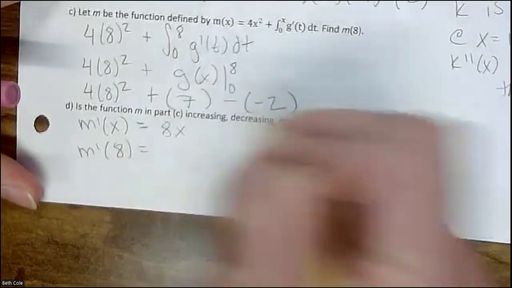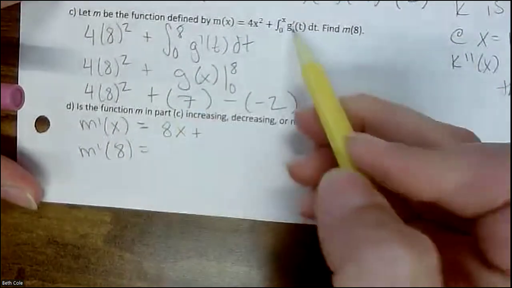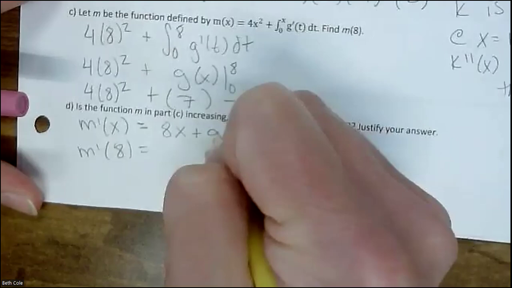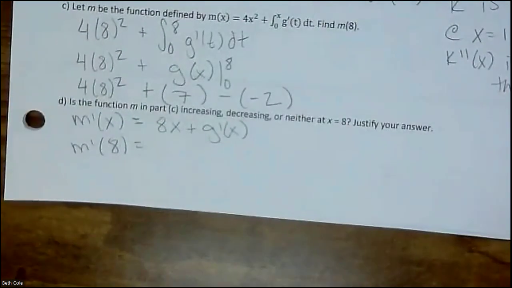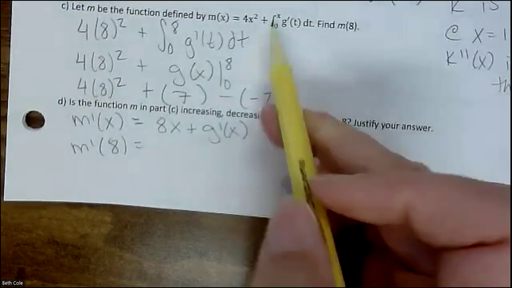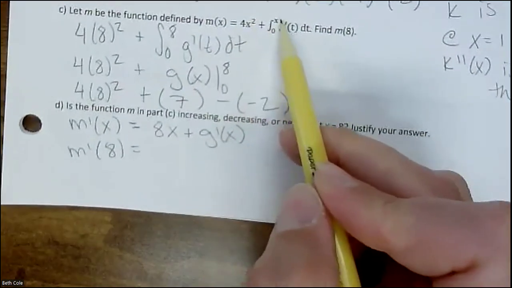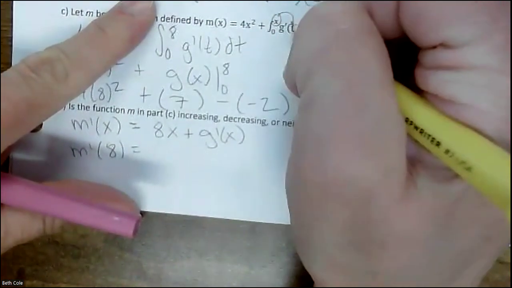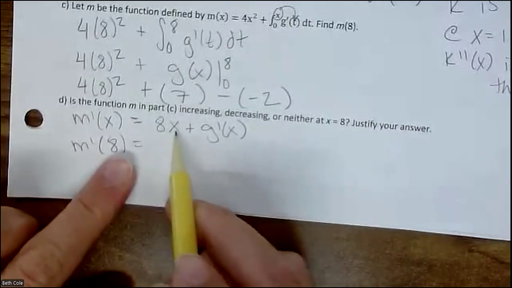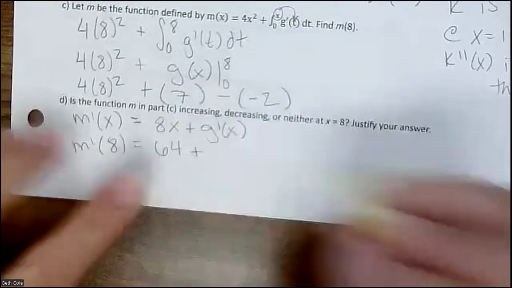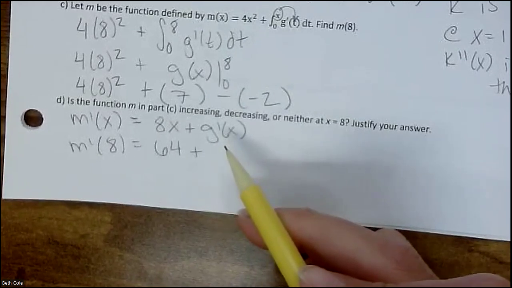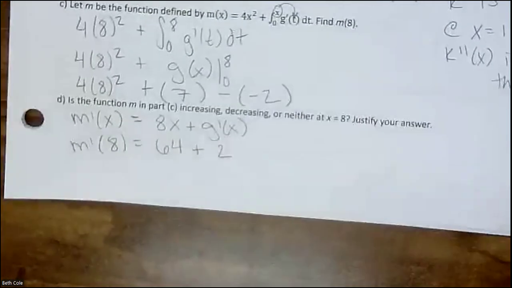8x, good. Plus, the integral and derivative cancel, and you just get the stuff inside. So the derivative of this was 8x. Remember when we just took the x and plugged it in? It's all that is. Okay, now we're going to plug in 8. 8 times 8 is 64. From your table, G prime of 8 is 2.